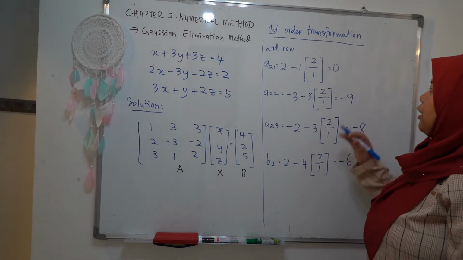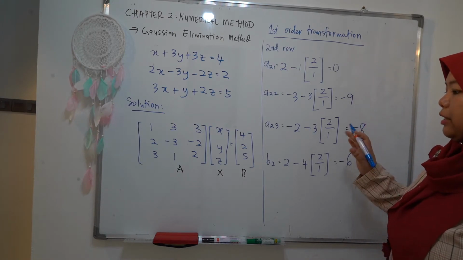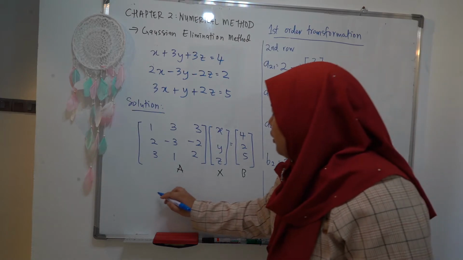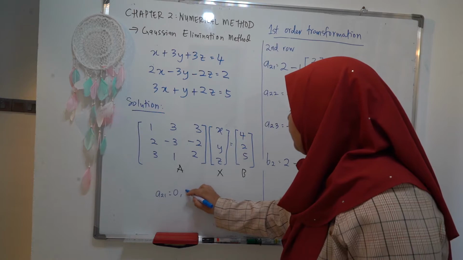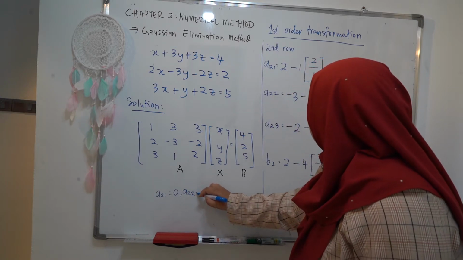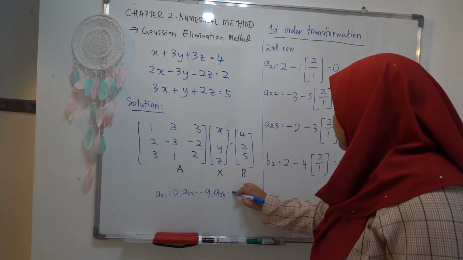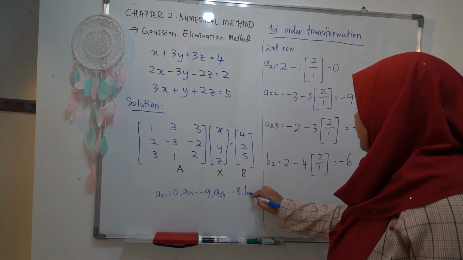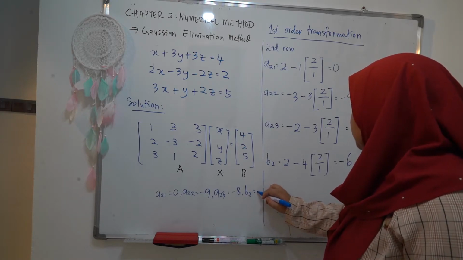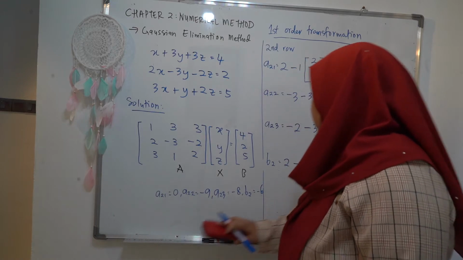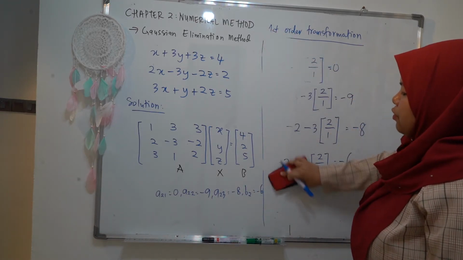I will continue with the third row because I'm out of space, so I just write it down here first. A21 is 0. A22 equals negative 9. A23 equals negative 8. And then B2 equals negative 6. I have to erase first because I'm out of space.